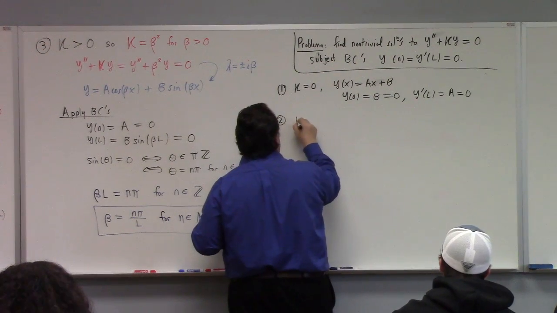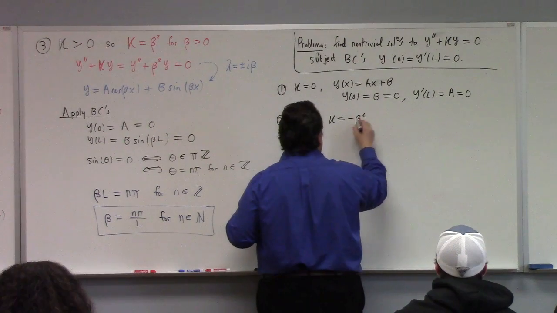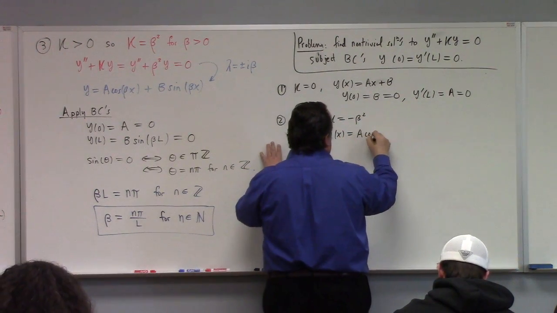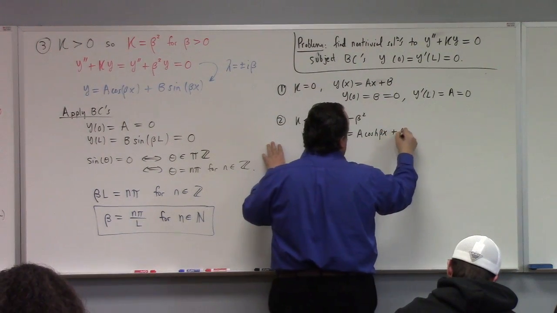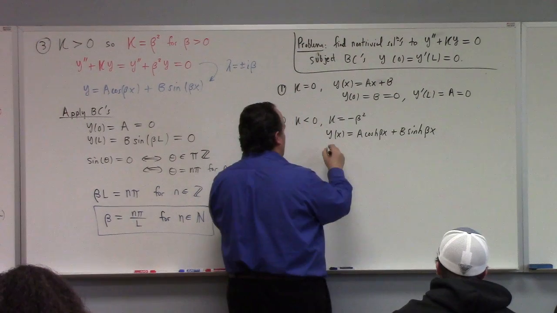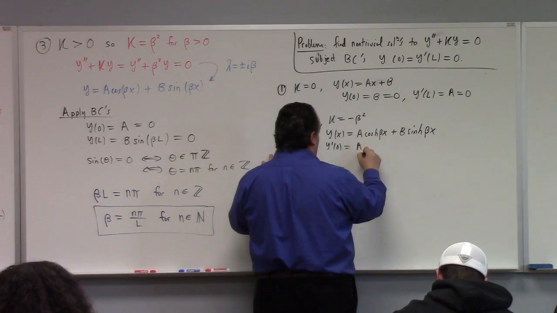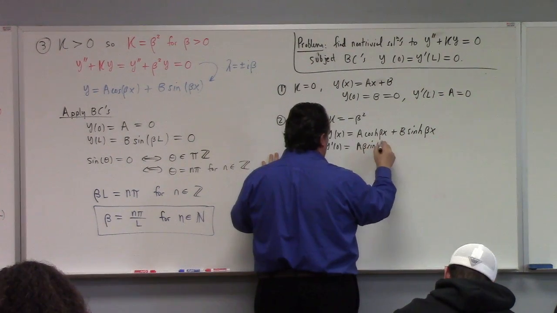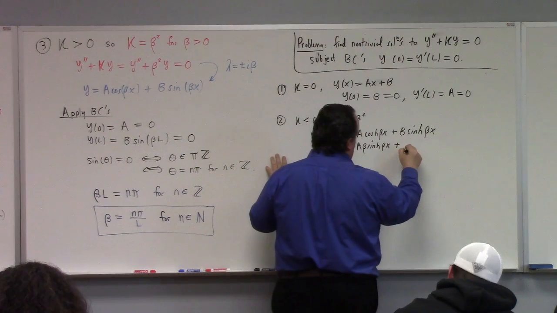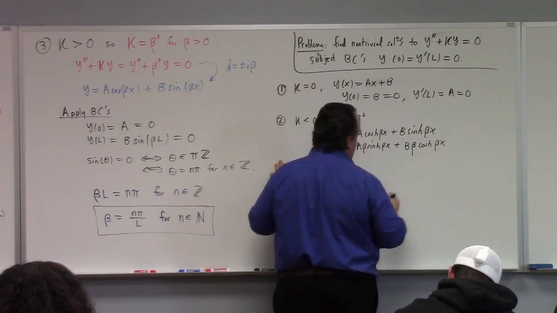Case number 2, k less than 0, that is to say k is equal to minus beta squared. We have y of x is a cosh beta x plus b sinh beta x. Yeah? So y prime of x is a beta sinh beta x plus b beta cosh beta x. Not 0, I just want to put x here for the moment.